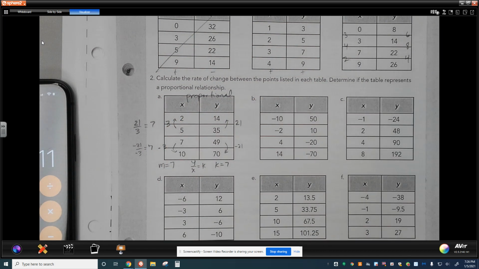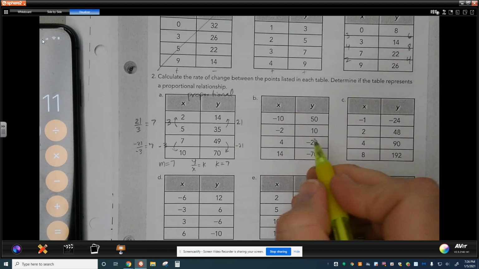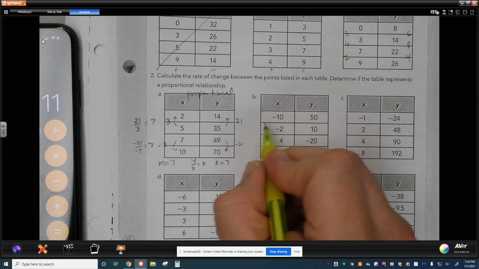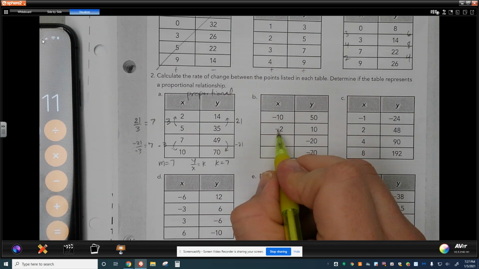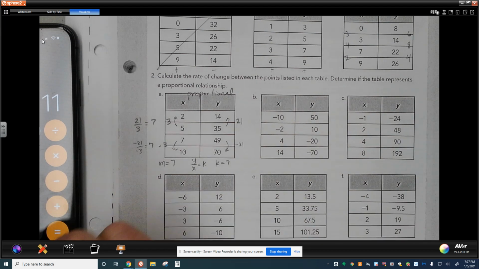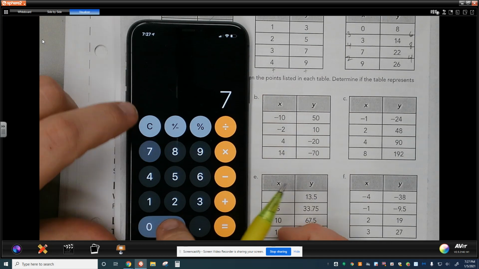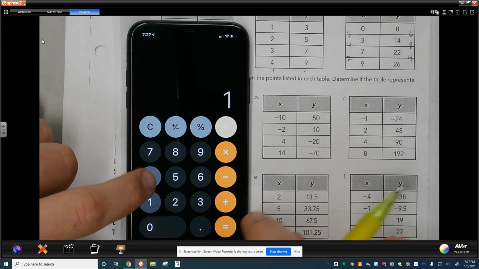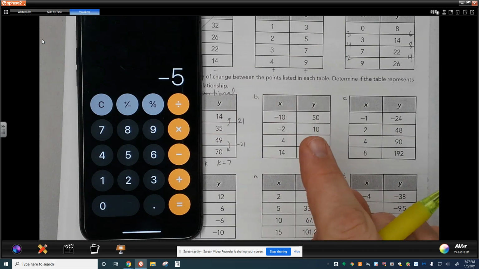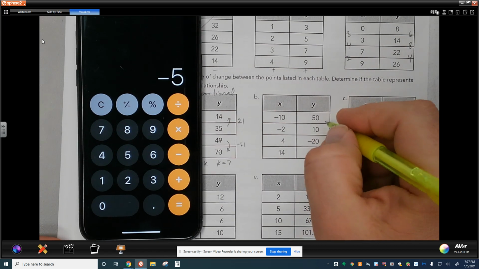So you need to have two answers, slope and a proportional relationship. Maybe B, let's start with proportionality. 50 divided by negative 10 is negative 5. 10 divided by negative 2, negative 5. Negative 20 divided by 4, negative 5. Negative 70 divided by 14. I have a hunch that that's going to be negative 5, but let's just double check. It is negative 5. So right now it's looking proportional, but to be proportional, it has to be proportional and linear. So let's double check.